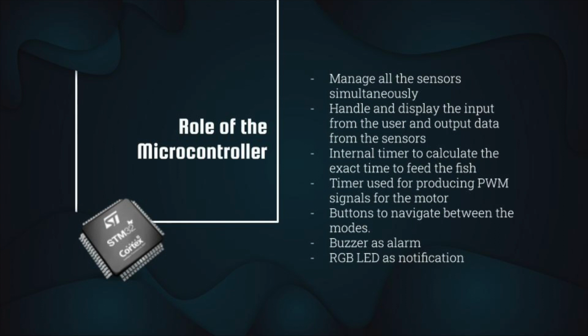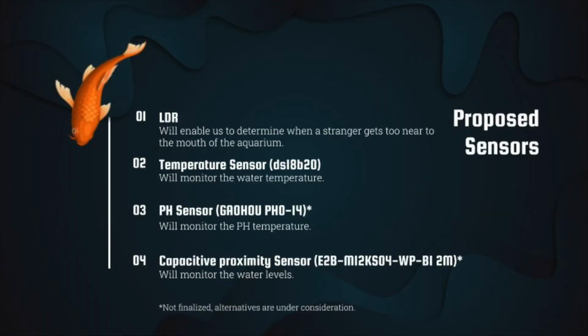Lastly, the microcontroller is also used for input-output notifications of unsuitable working conditions. For our sensors, we will be using an LDR. It will enable us to determine when a stranger gets too near to the mouth of the aquarium. Since the stranger will cover the light above the mouth of the aquarium, the sensor will be alerting us.